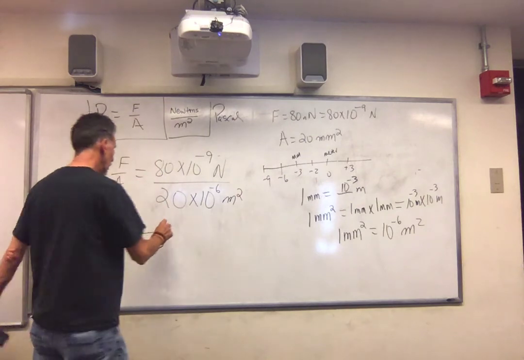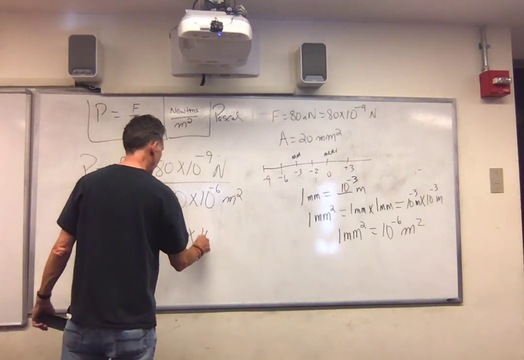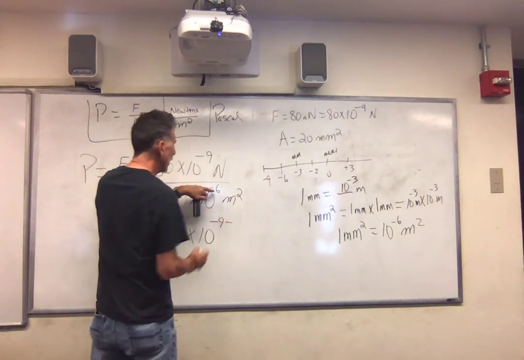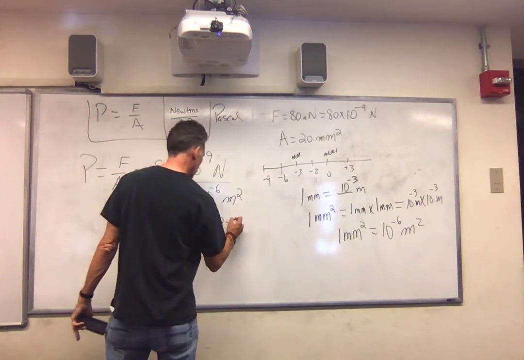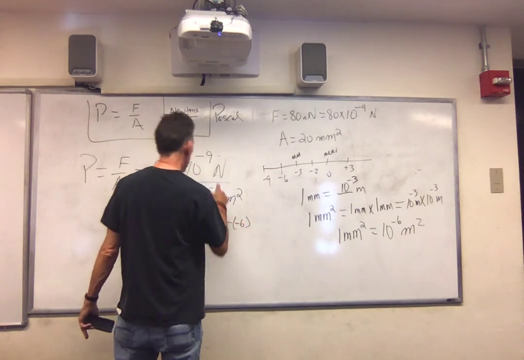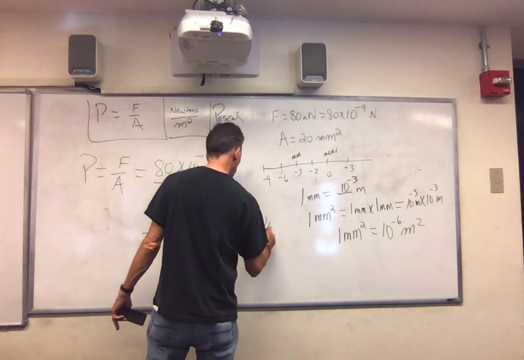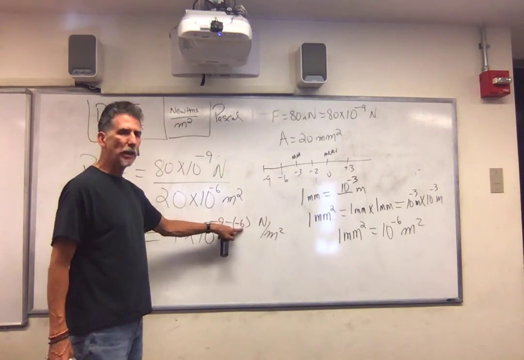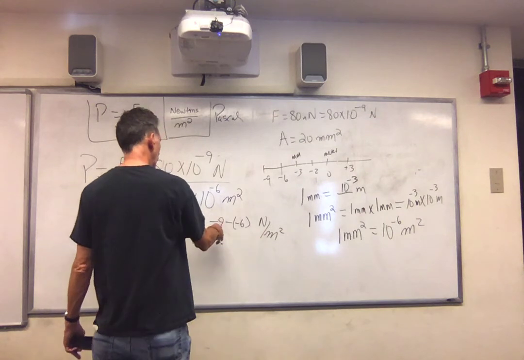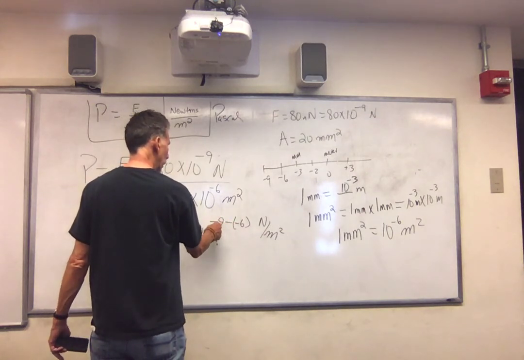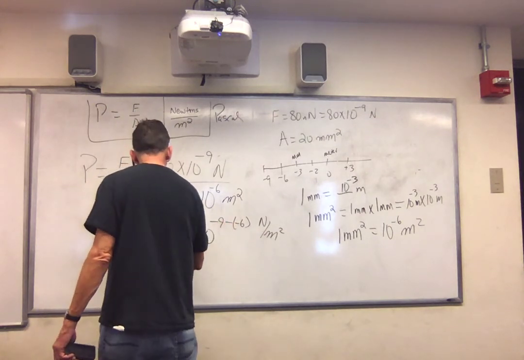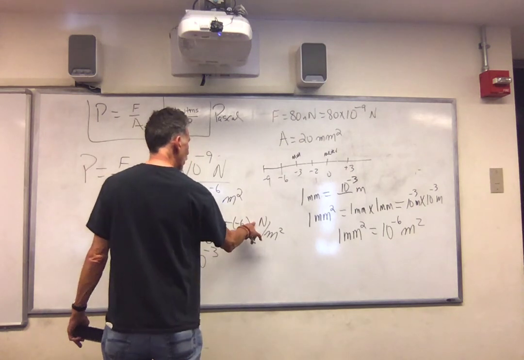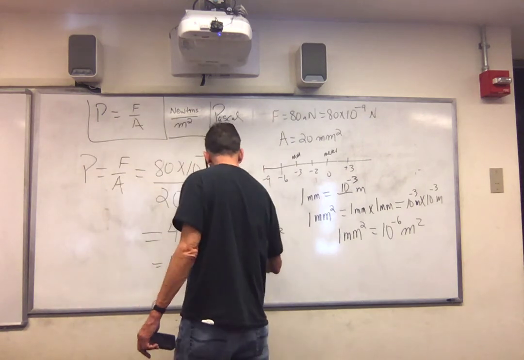Twenty into 80 is 4 times 10. Look, -9 minus, now you subtract the denominator's exponent, -6. And this is going to be newtons per meter squared. Minus 9 plus 6 is minus 3, right? Minus 9 minus a minus 6 is minus 9 plus 6 is minus 3. So this is 4 times 10 to the minus 3 newtons per meter squared, which is a Pascal.